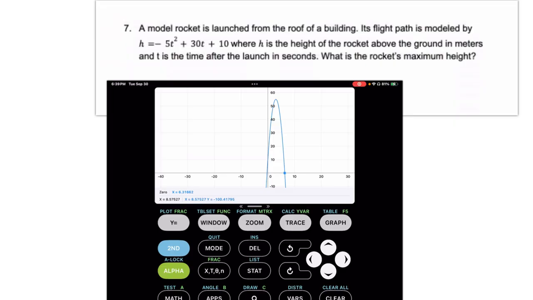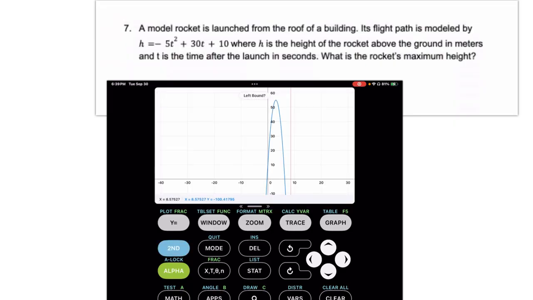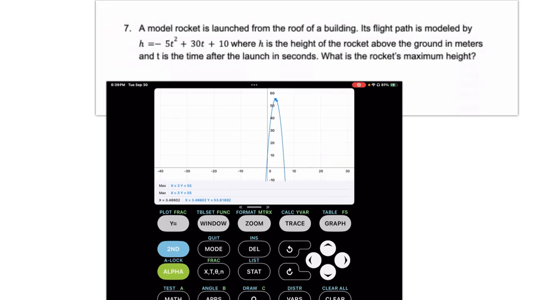So if we were to use the TI-84 maximum feature, of course, it's second calc. We are looking for a maximum. I'm just going to hit number 4 right now. It's asking me for the left bound. I'm going to go to the left. I'm going to hit enter. It's asking me for the right bound. I'm going to the right. I'm hitting enter. And then lo and behold, there you go. It's telling you it's 55. Okay. So it went up 55 feet, and that happened at 3 seconds. All right, so we can see definitely the maximum height is 55.